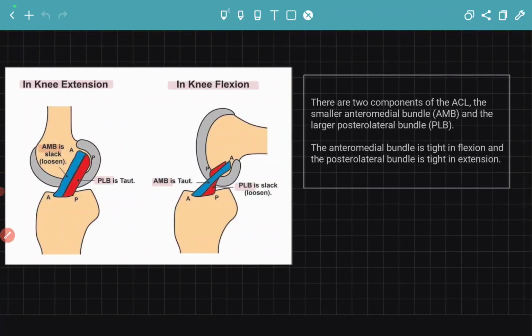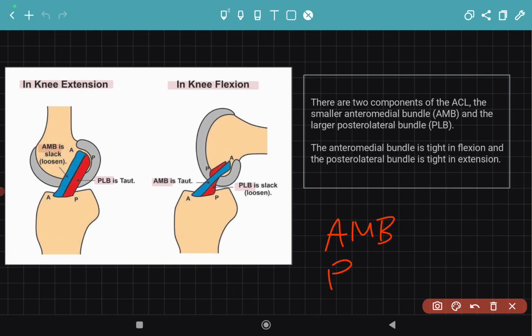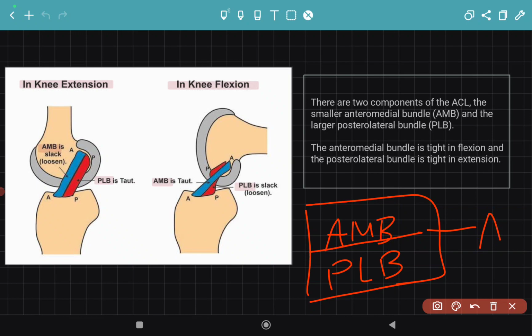Now to go into details of the ACL, there are two components, or two bundles, of the ACL ligament. One is the smaller one, which is the anteromedial bundle, and the other one is the larger one, which is the posterolateral bundle. So anteromedial and posterolateral bundle, both of them are included in the ACL ligament.